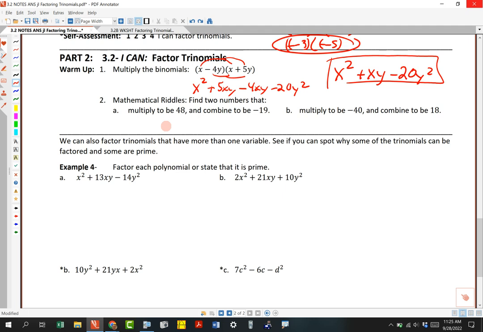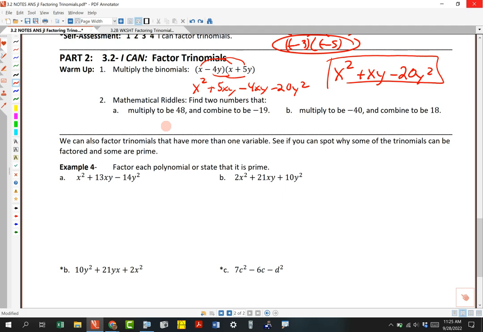Without telling me what the numbers are, can you tell me something about the numbers? Zach? Both of the numbers that are combined will be negative. They both have to be negative. The ones we combine have to be negative because they multiply to be a positive and yet they combine to be a negative, so they've both got to be negative.